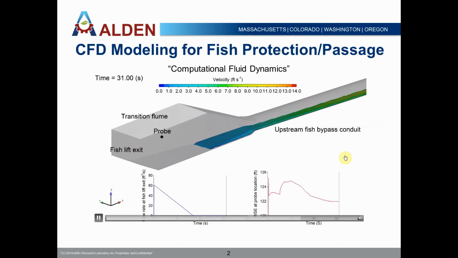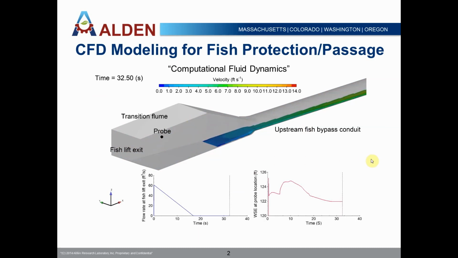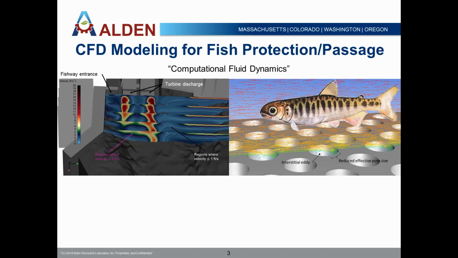Relatively simple geometry, a very bread and butter type application for CFD. It's often used as an analytical tool as well as an iterative tool in this context. Other applications in fish passage include looking at near field dynamics in tail races of hydropower dams, for example. Here we have a fishway entrance and we're looking at velocity cross sections right next to these turbine discharges.